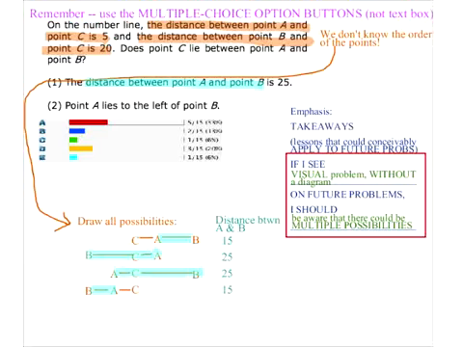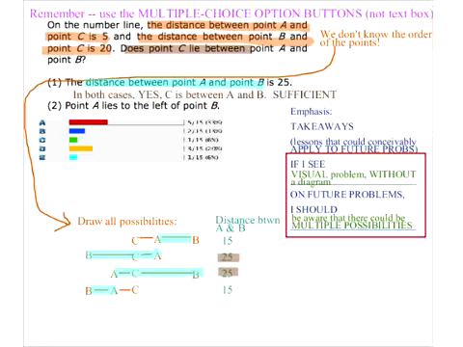Okay, all good. So statement 1 means you are looking at one of these 2 cases, because those are the 2 cases where the distance is 25. In both of those cases, point C is between point A and point B. Remember, don't forget to answer the question. Just because we have 2 cases doesn't mean insufficient, because this is the question. And in these 2 cases, the answer to that question is absolutely yes. So in both cases, yes, C is between A and B. So that's sufficient.